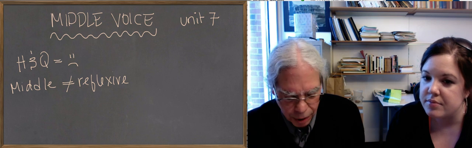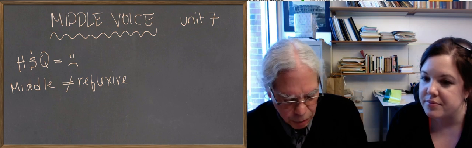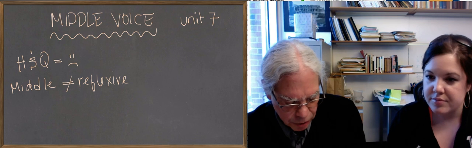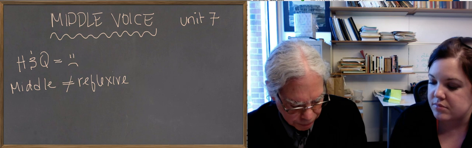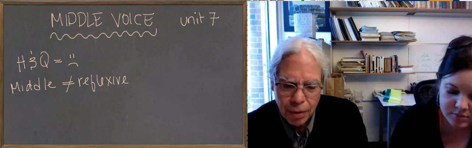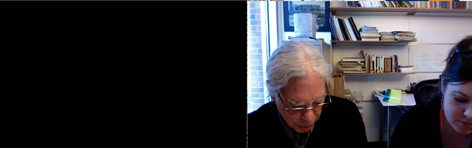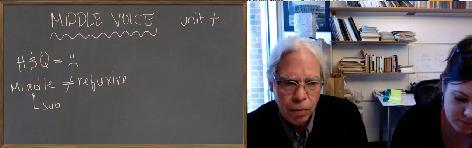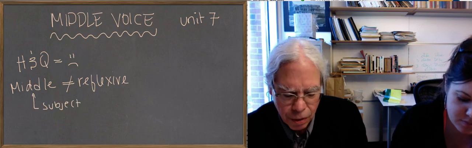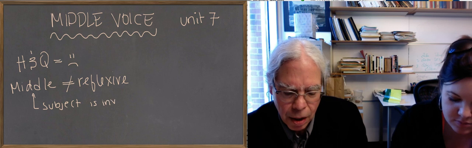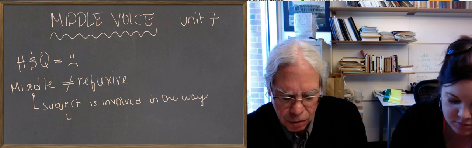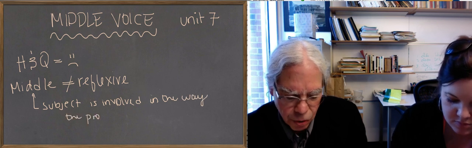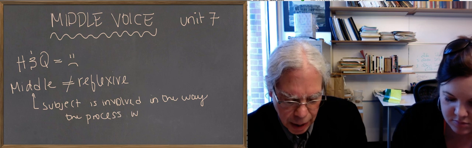Whereas a middle process is one which takes place entirely within the subject, in which the subject is interior to the process. We're not talking about reflexiveness, we're talking about how the subject is involved in the way the process works. So here are the only middle verbs: to be born, to follow, to obtain or possess, to lie, to sit, to return, to enjoy, to suffer, to be agitated.